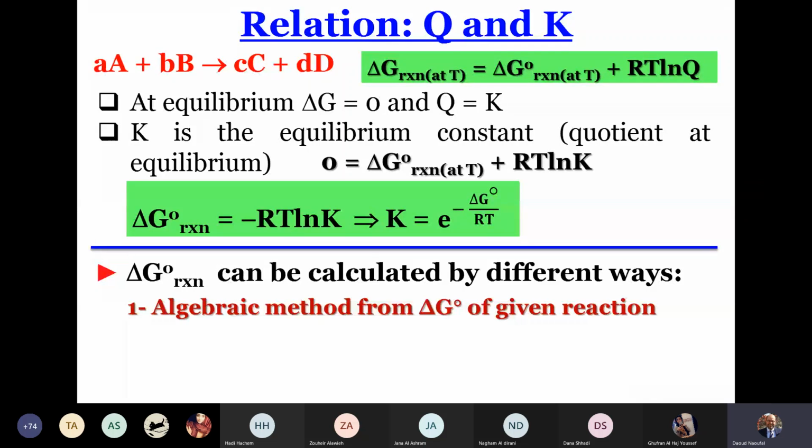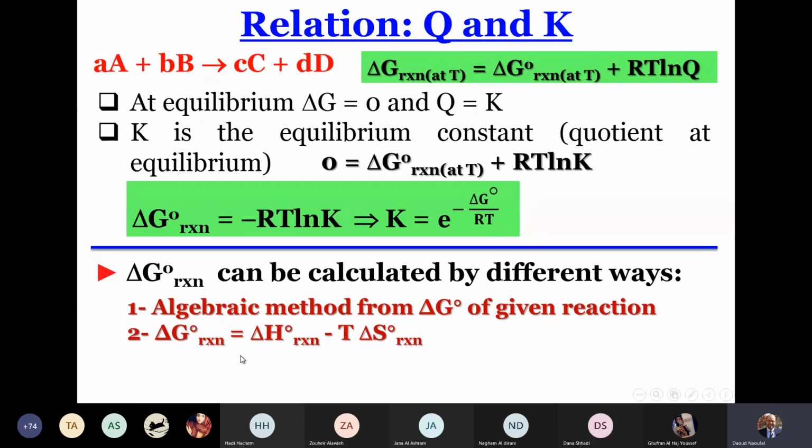One, by the algebraic method. We have some reactions of given delta G0. We make a combination in order to obtain the global reaction, and delta G0 global is the combination of delta G0 of the reactions. Why can we apply the algebraic method? Since delta G0 is a state function.